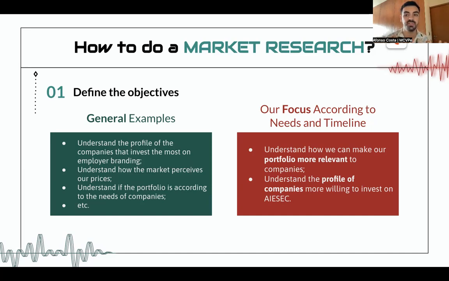These are just some examples of objectives of market researches. In green, you can see some general examples. In red, you might see the focus that, in my opinion, we should be pursuing when it comes to BD in Isaac. I truly believe that our objectives when it comes to market research at this time and in this timeline should be to understand how we can make our portfolio more relevant to companies. So we should understand whether the things we are selling are actually relevant or not. If they are perfect, we need to invest in that. If they are not, we need to try to adapt them according to the needs of the companies.